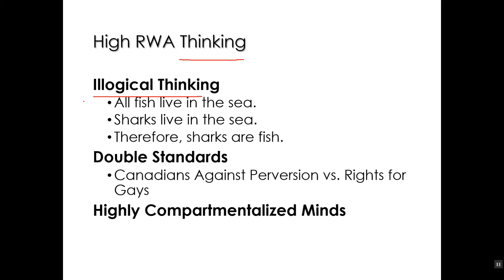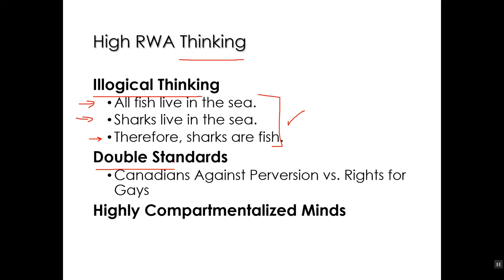For example, if you give people this syllogism: All fish live in the sea. Sharks live in the sea. Therefore, sharks are fish. That's logically incorrect. But right-wing authoritarians, more than people who score low on right-wing authoritarian scales, are more likely to accept this as correct.